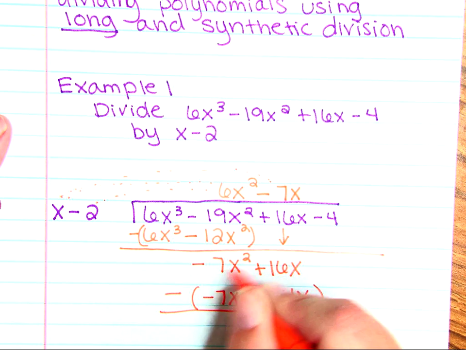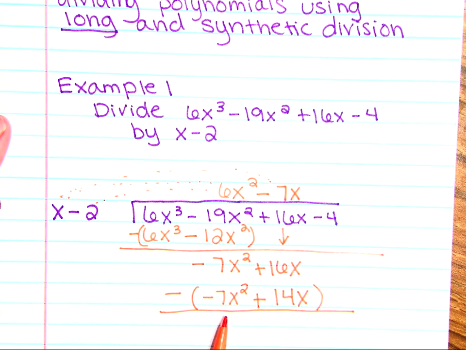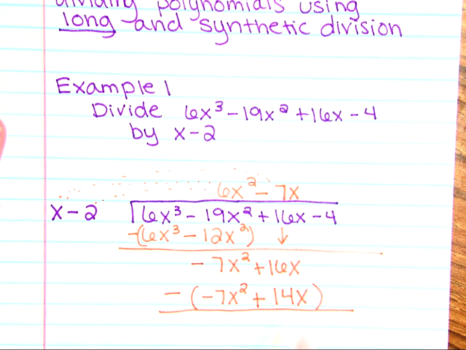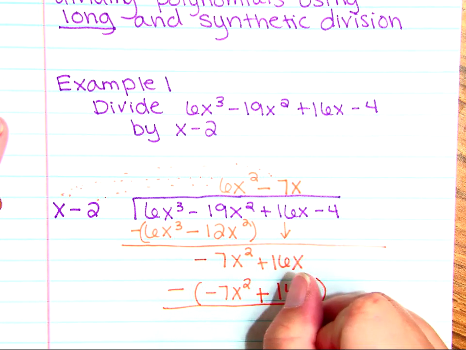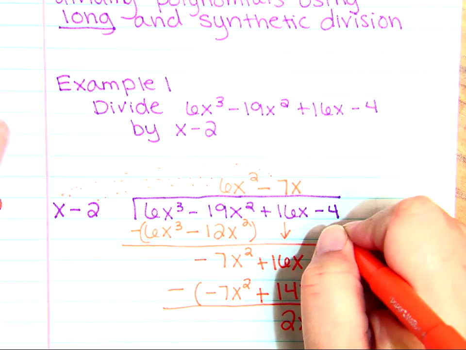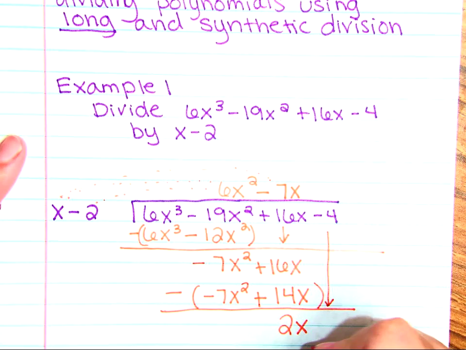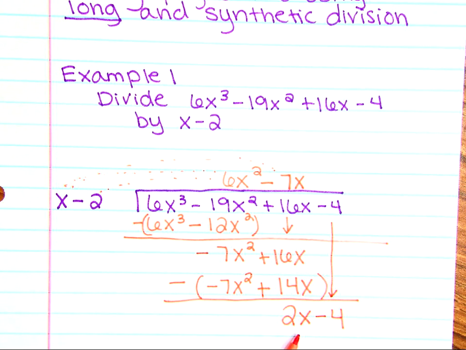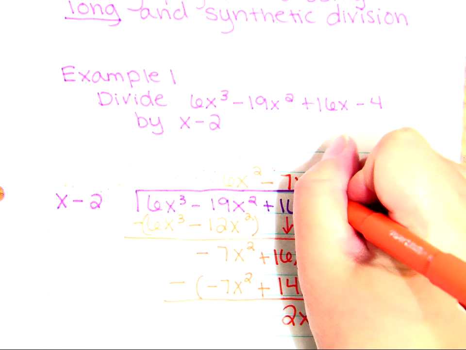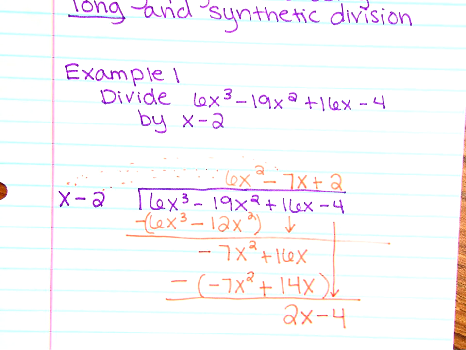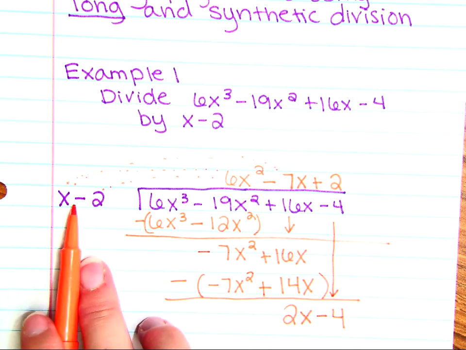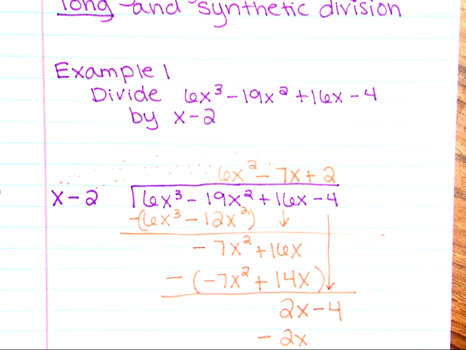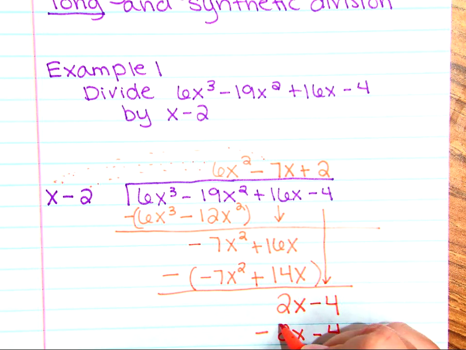Negative 7x squared minus negative 7x squared should be 0. 16x minus a positive 14x should get me 2x. Then I'll go ahead and bring down my minus 4. Here, I need to cancel a 2x, so I'm going to go ahead and multiply by a positive 2. 2 times x would get 2x. 2 times a negative 2 is minus 4.